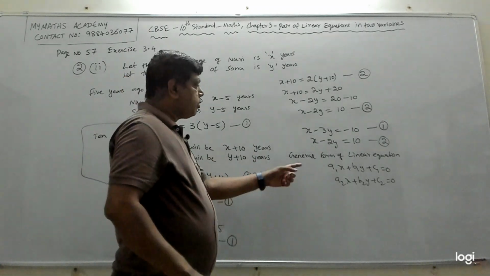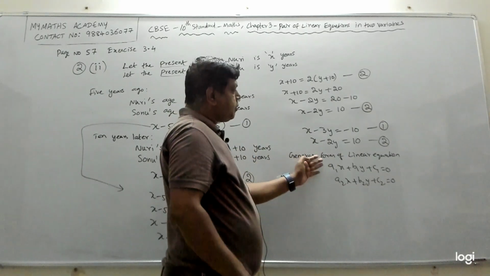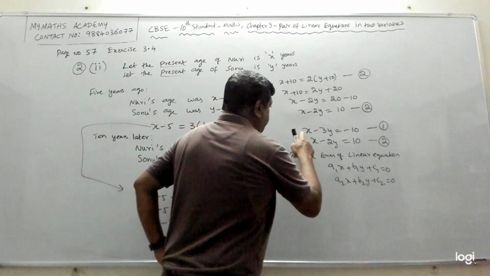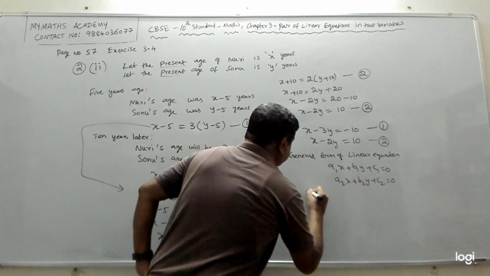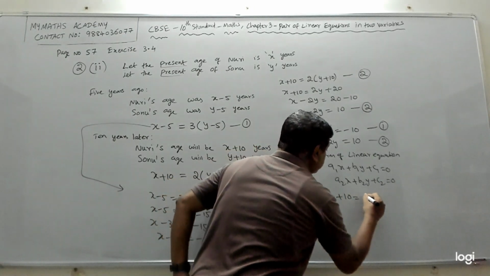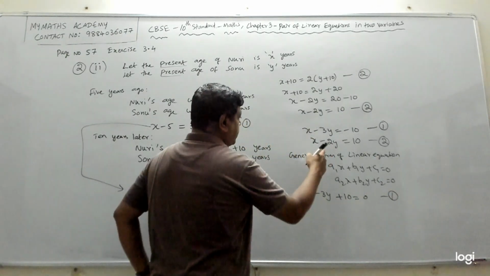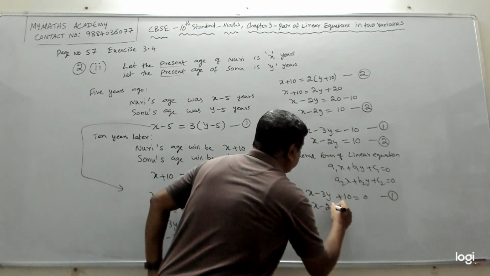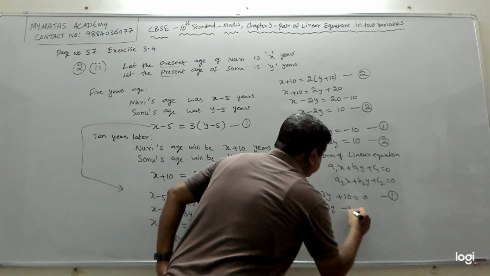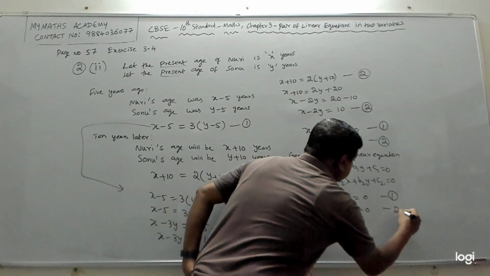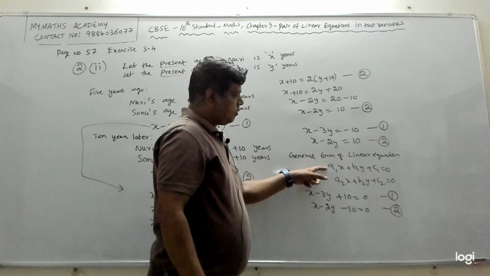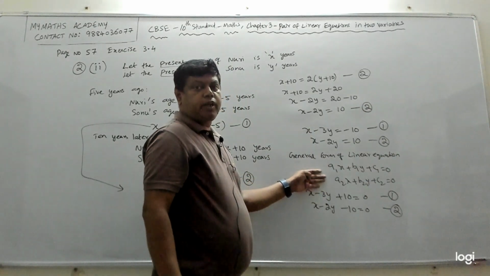To check that, we have to rewrite the equations with everything on one side and 0 on the right side. So the first equation I write as x minus 3y, minus 10 comes to this side and becomes plus 10, equal to 0. The second equation becomes x minus 2y minus 10 equal to 0. This is your second equation. Now we have rewritten the equations in the general form of linear equations in two variables.